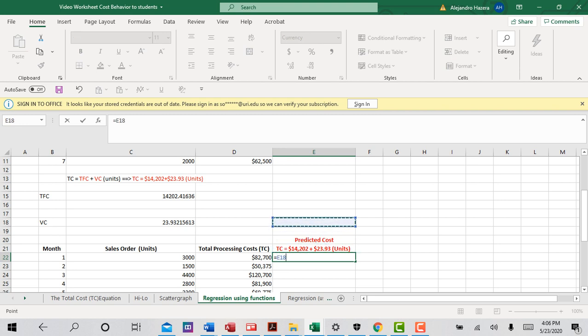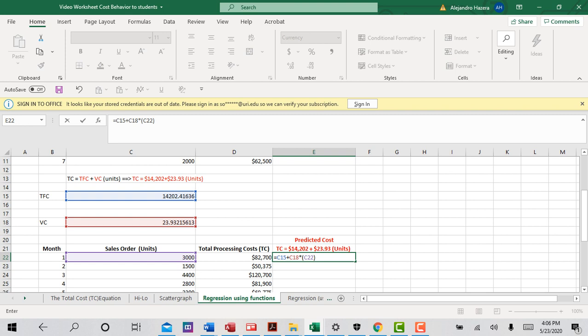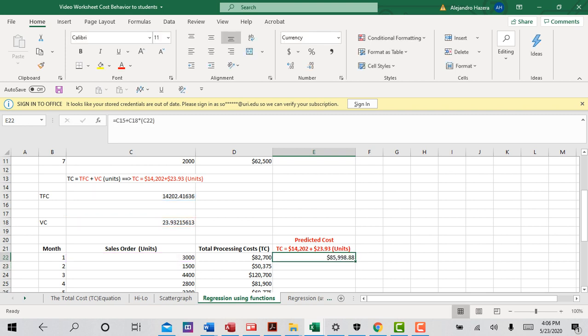So what we're going to do is, we know that our total fixed costs are 14,202. We're going to have some rounding error, plus $23.92 times the number of units produced, which was 3,000 in this case. So our predicted cost here would be $85,998.